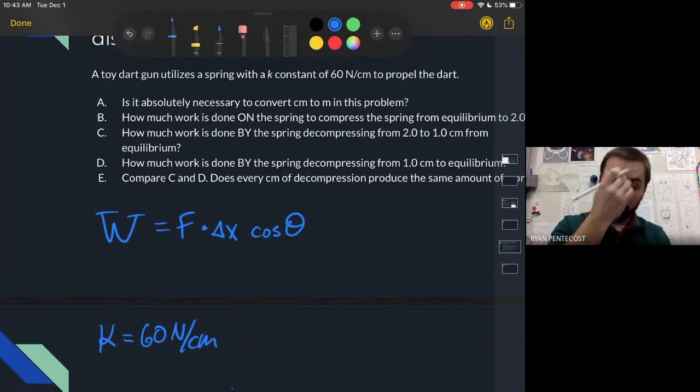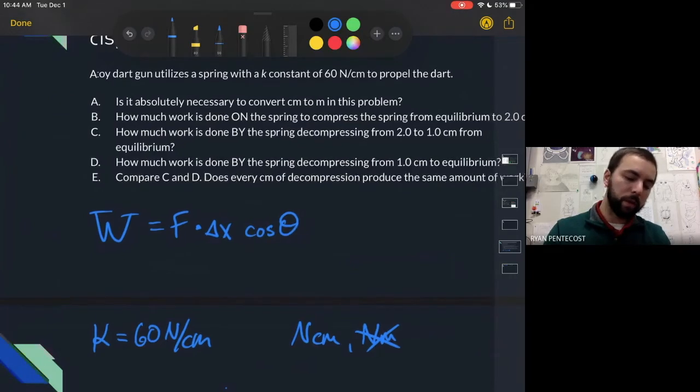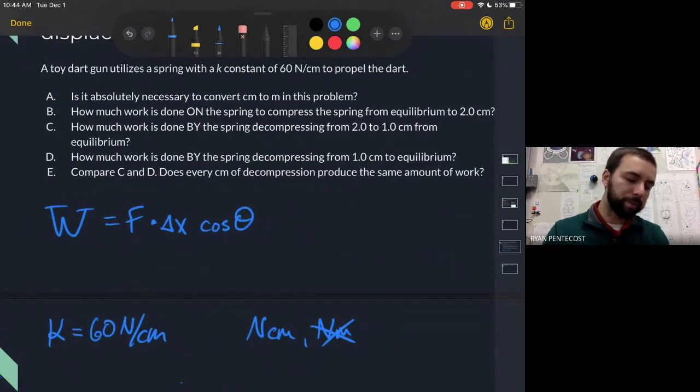to propel the dart. Now, letter A, it says, is it absolutely necessary to convert centimeters to meters in this problem? Not necessarily. We don't have to. We can just settle for newtons per centimeter. If we get work, our work would be Newton centimeters, not Newton meters. If that bothers us, we'll change it. But it's not absolutely necessary for this demonstration.